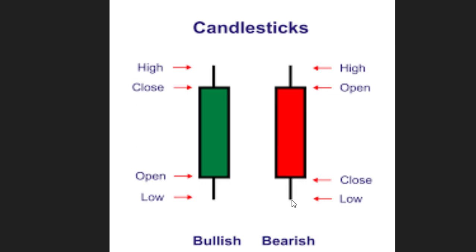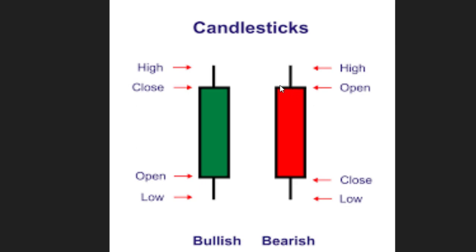This line right here and this line right here is called the tail of the candle. Now the same thing right at this point, we have the upper tail and the upper shadow. The same thing on the bearish candle right here, we have the upper tail and the upper shadow of the candle. The same thing with the lower tail and the lower shadow of the candle.